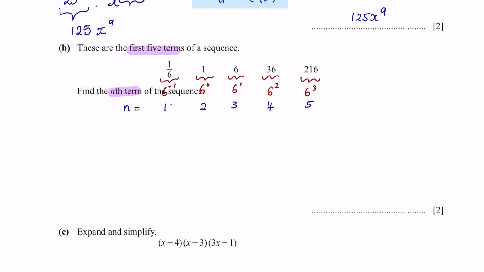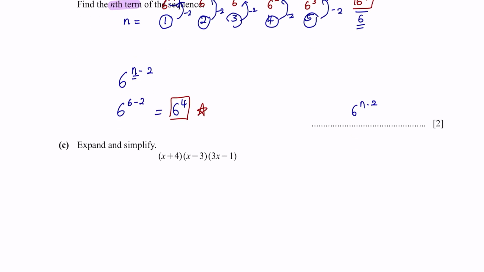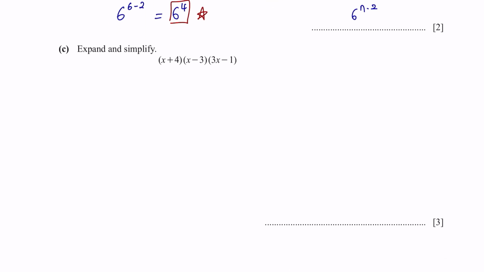So as you can see, the term number and the power have a difference of 2. So you can say 6 to the power of n take away 2. So the next term would be 6 to the power of 4, which is the 6th term. So if I substitute n by 6, I would get 6 to the power of 4. So now you know that your progression is right. Next question, part C. Expand and simplify.